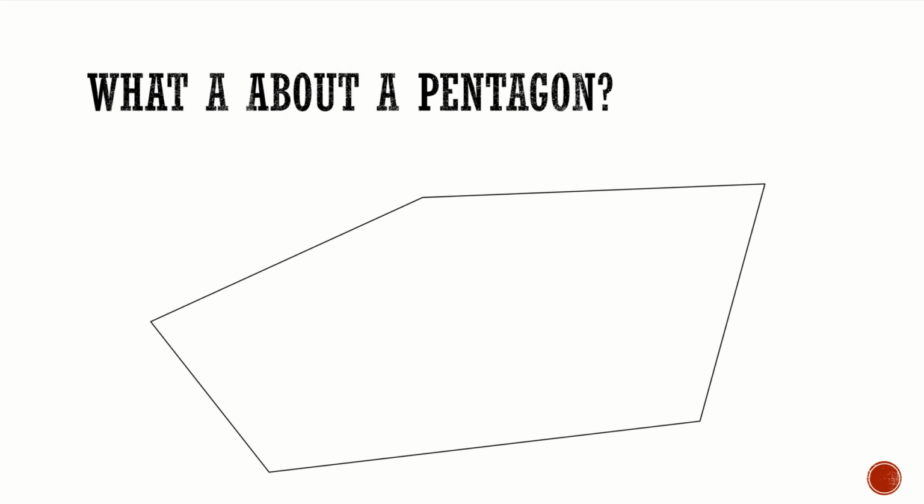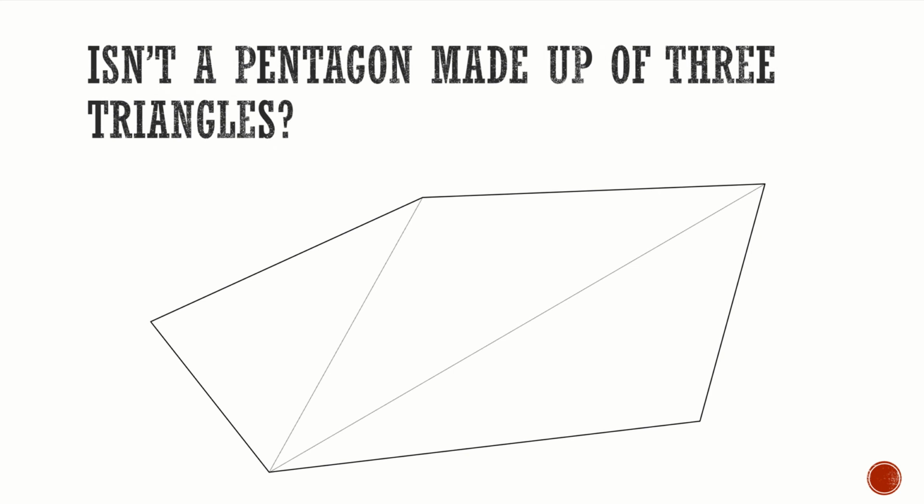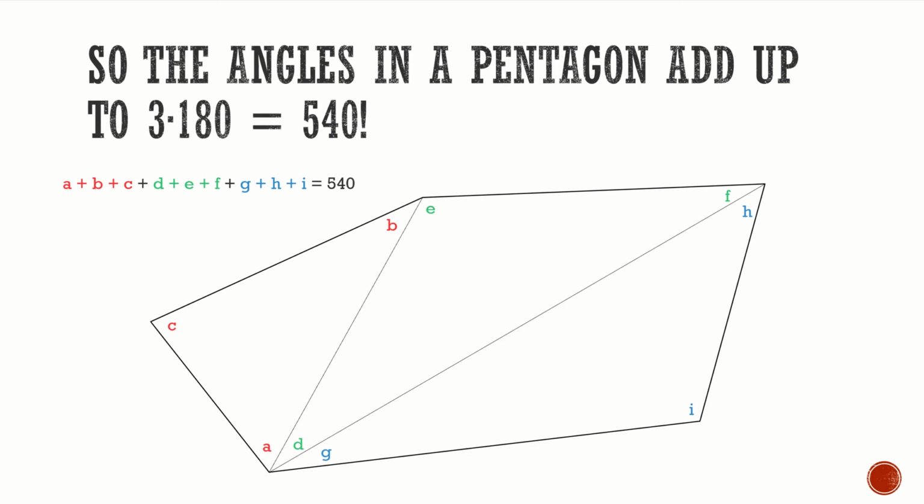Now, what about the next shape, a pentagon? Can you tell what the interior angles of a pentagon is? Well, isn't a pentagon made up of 3 different triangles, right? So to find the sum of the interior angles of the pentagon, it's just going to be 3 times 180, because there's 1, 2, 3 triangles inside the pentagon. So 3 times 180 would be 540 degrees. So the angles in a pentagon add up to 540.